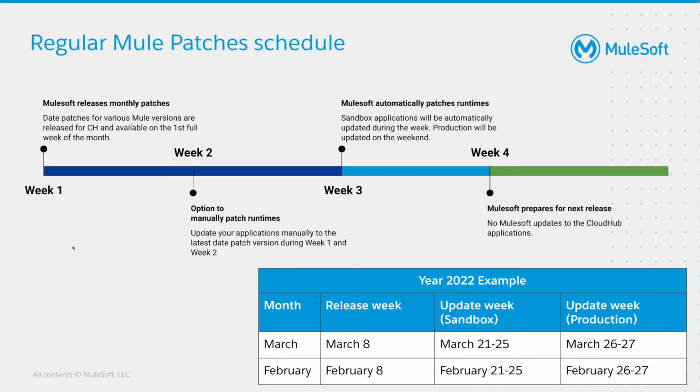Every month, there are CloudHub patches. They become available in the first week of every month. Then you will be able to already apply them manually, and they will be enforced for you first on the sandbox environment in week 3, and then days after on production.